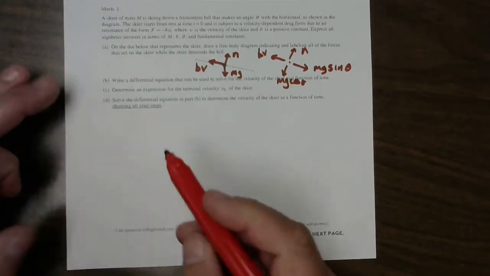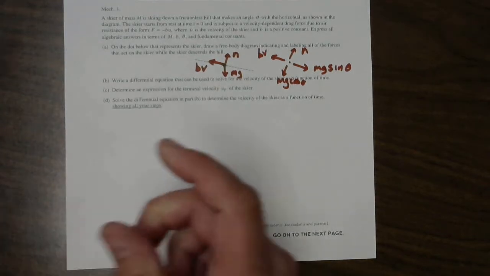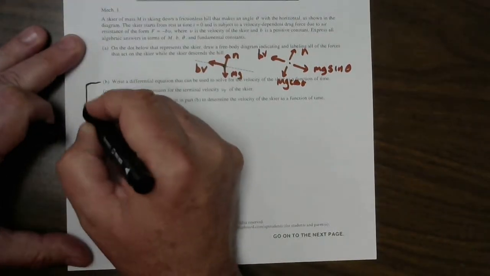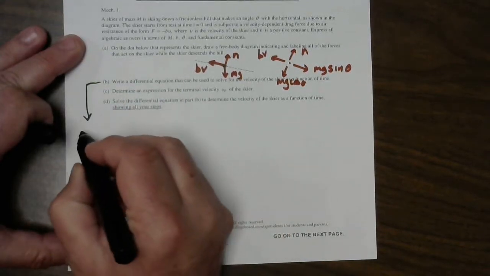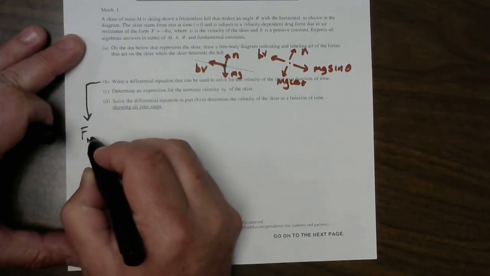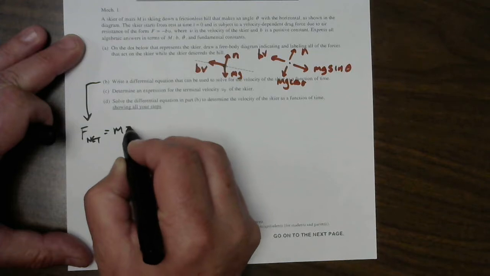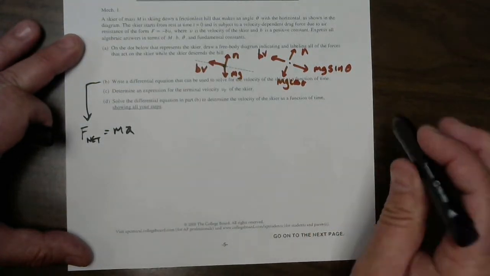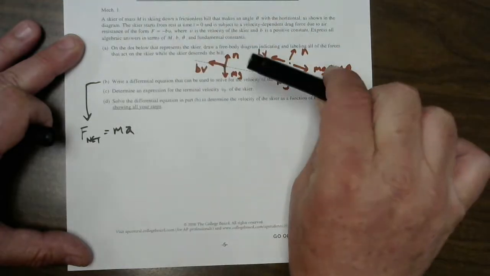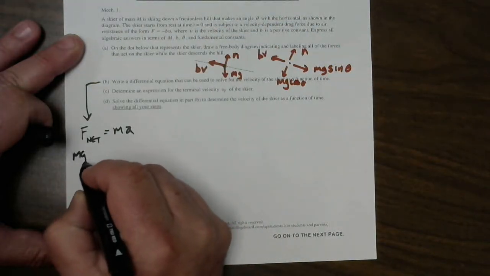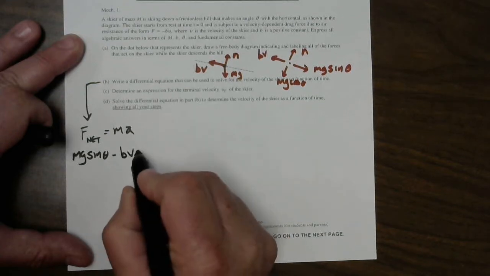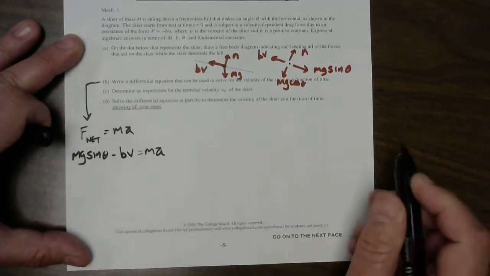Okay, part B, write a differential equation that can be used to solve for the velocity of the skier as a function of time. I'm just going to go right down here and do that. F net equals m times a is how we start all of our differential equations. Now the net force is going to be the net force in the direction down the slope. So that's going to be mg sine theta minus b times v. And that's going to equal m times a.